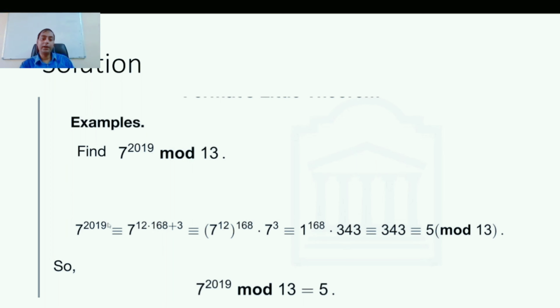7 raised to 2019 is written as 7 raised to (12 into 168 plus 3), and this is again equal to (7 raised to 12) whole raised to 168 into 7 cubed. Now 7 raised to 12 is nothing but 7 raised to 13 minus 1. If you divide this by 13, the remainder is 1. So this is 1 raised to 168 and this is 343. 343 is congruent to 5 mod 13. So what it means, if you divide 7 raised to 2019 by 13, the remainder is 5.